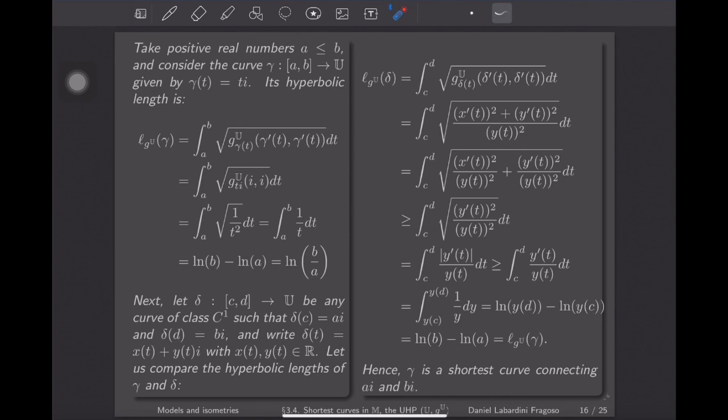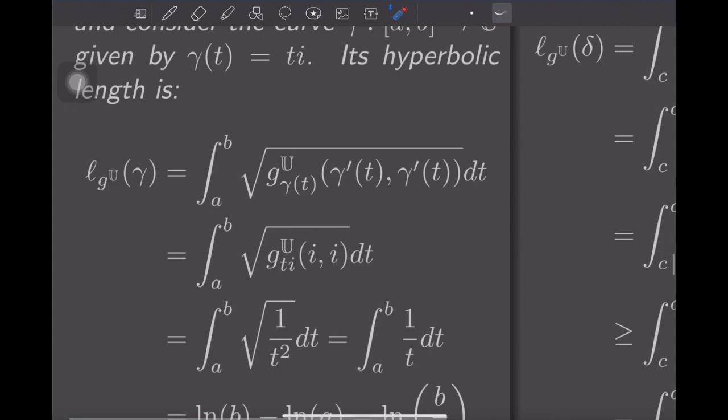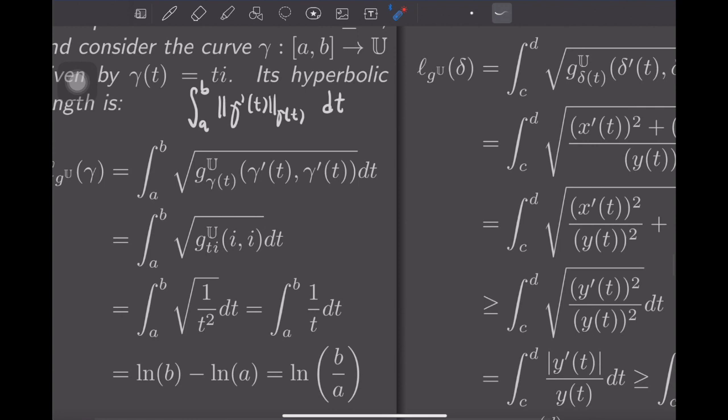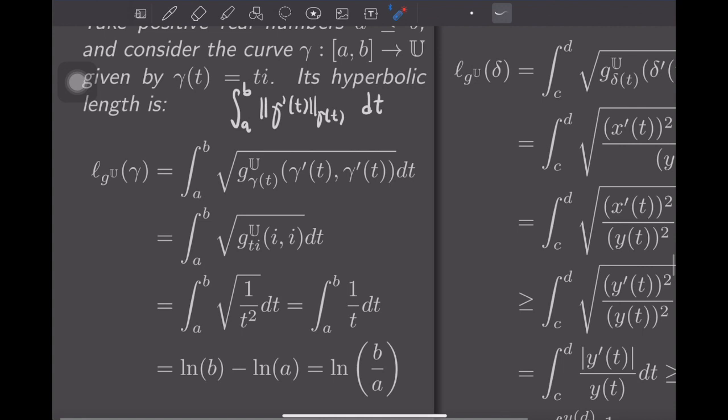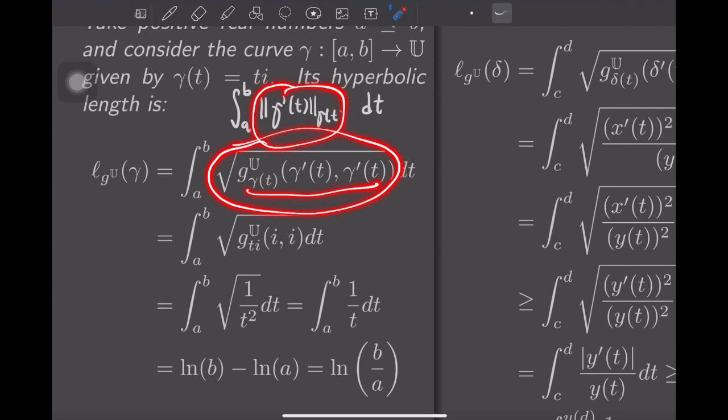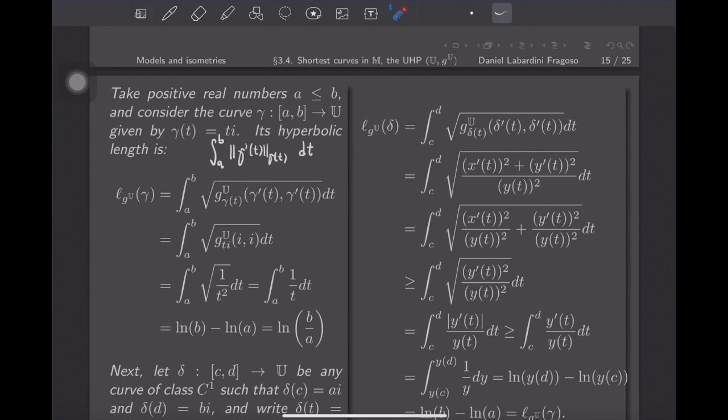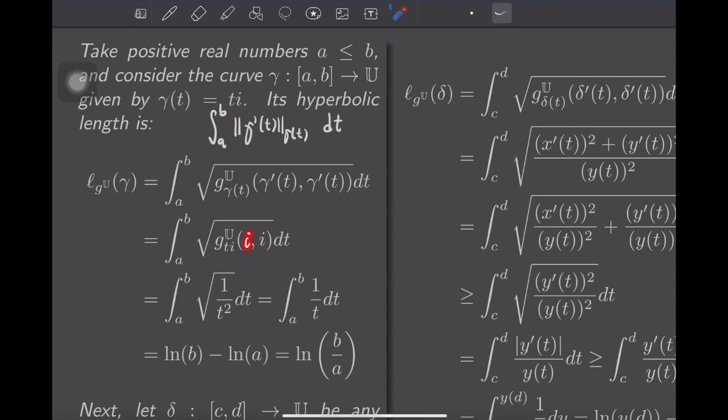So the hyperbolic length, recall, was defined conceptually as the integral along the interval of the norm of the derivative, and of course that norm has to be taken at the point at which the tangent vector is based, right? And this norm is according to the corresponding Riemannian metric, our Riemannian metric is this one, g_u here. So this becomes the square root of this. Okay. Now, gamma prime of t in this case is just i, I mean, as a curve living in R2, let's say.